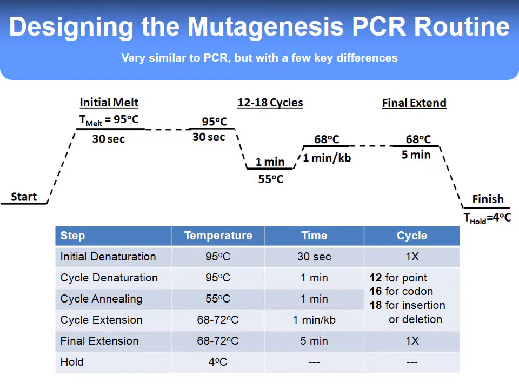And then, just like any other PCR reaction, you extend at 68 degrees C for 1 minute per kilobase. At the end of that reaction, then, you have a final extension. So any plasmids or sequences that aren't fully replicated, you go back and finish those, and then you hold it at 4 degrees C. So pretty similar strategy.